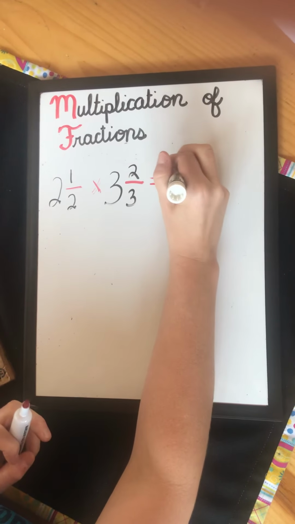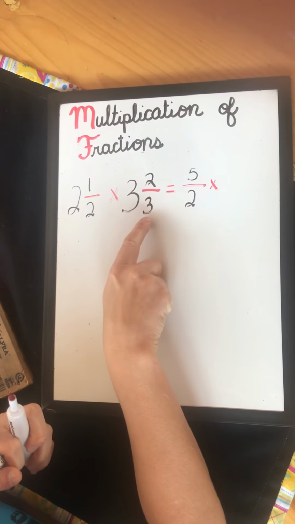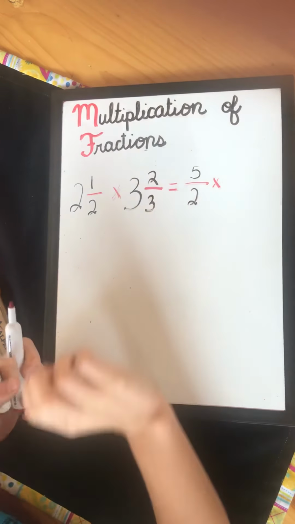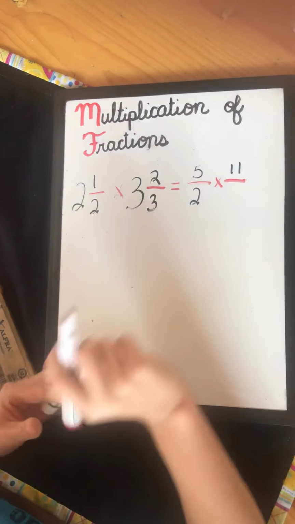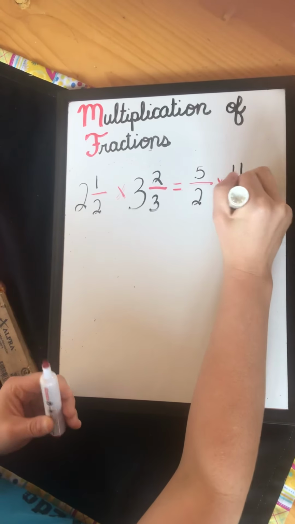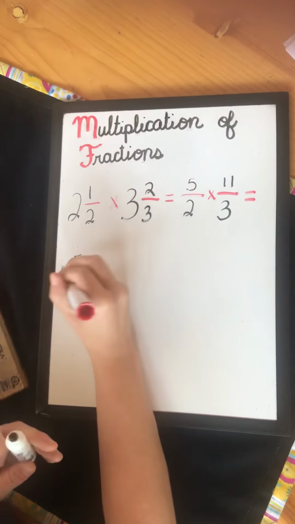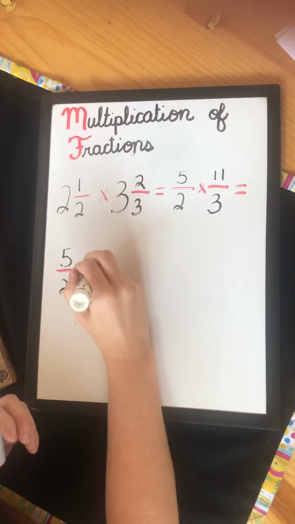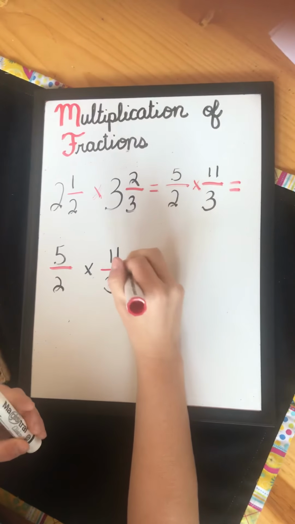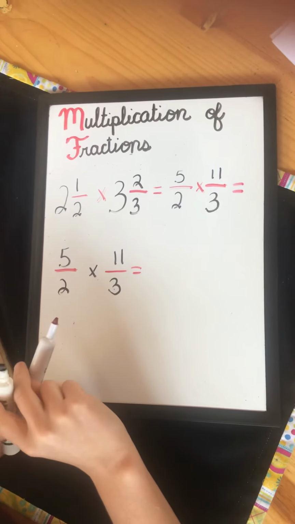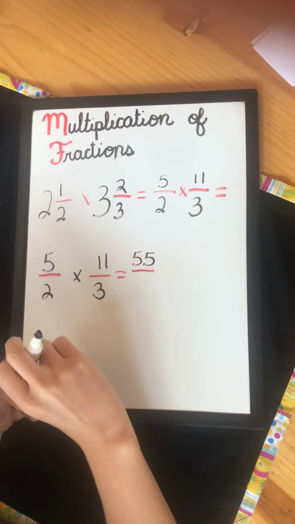So here I have 5/2, and I'm going to multiply that to 3 times 3 is 9. 9 plus 2 is 11, so I'm going to multiply that with 11/3. Okay, and then it's just the same steps. I'm going to rewrite the multiplication here so we can see it across. 5/2 times 11/3. We have 5 times 11, which is 55. And 2 times 3, which is 6.